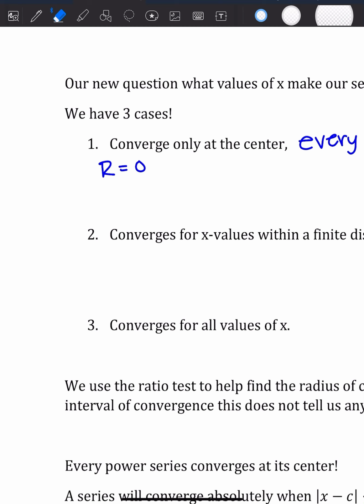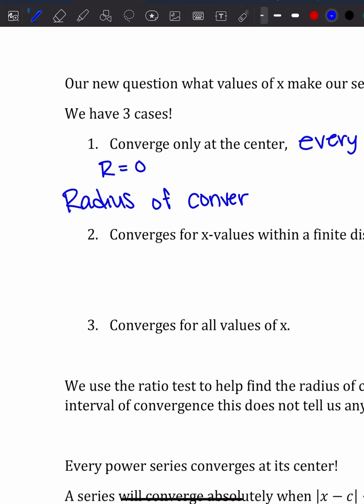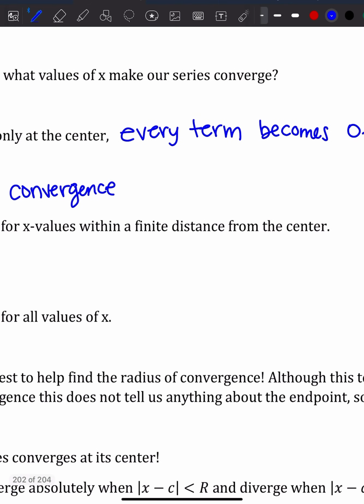So big R for us is our radius of convergence. And C is our center, which is also the center of our convergence. So R equals 0 is the radius of convergence, and that just means how far away from the center do we still converge.